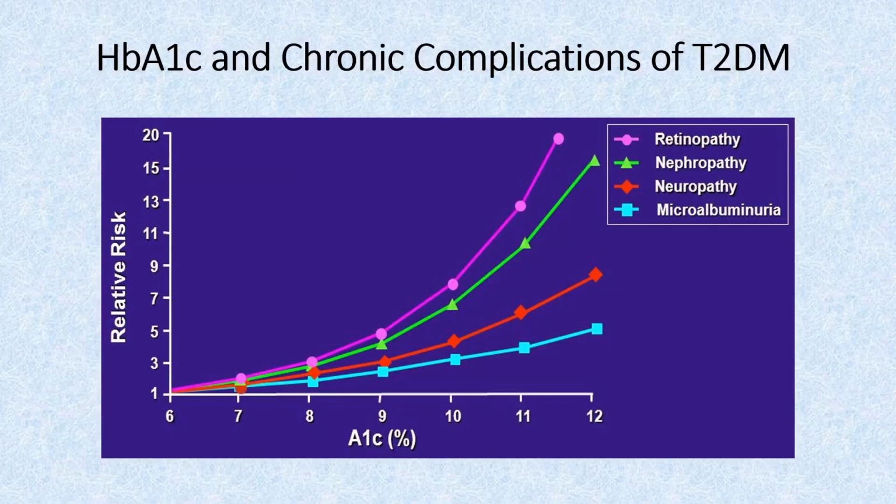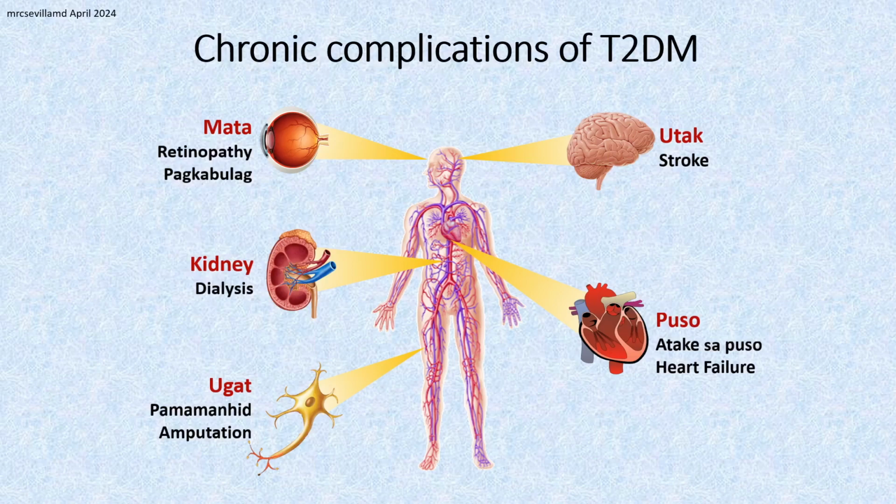HbA1c has been shown to have a direct relationship with the development of the most common chronic complications of diabetes, namely blindness, kidney failure, neuropathies, heart attacks, strokes, and sudden death. Diabetes is never cured. However, it can be controlled when the patient and the physician work together as a team to achieve best control and maintain good quality of life in the decades to follow.